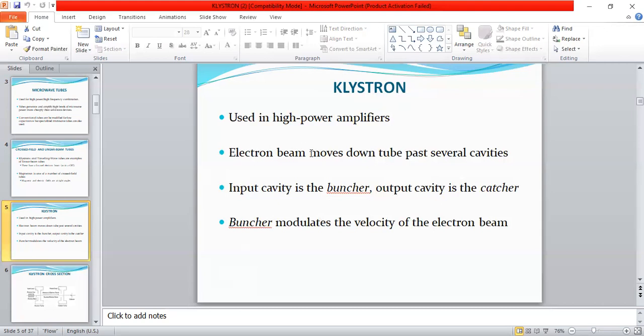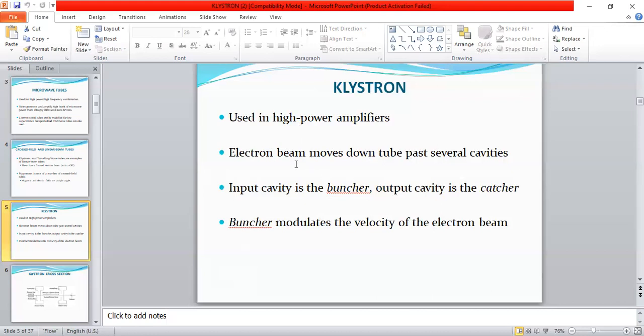And the electron beam moves down the tube past several cavities. If you consider the structure of the klystron amplifier, there will be two cavities. Within the two cavities, the electron beam is going to move or travel between them. Because of the traveling of the electron beam, we can amplify the microwave power. Then the third point is the input cavity.